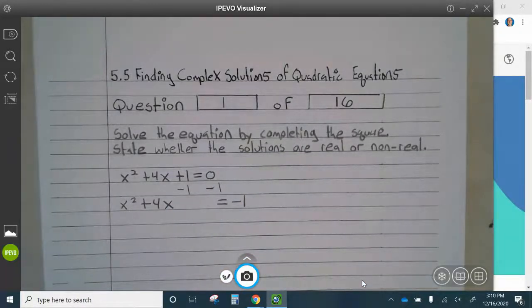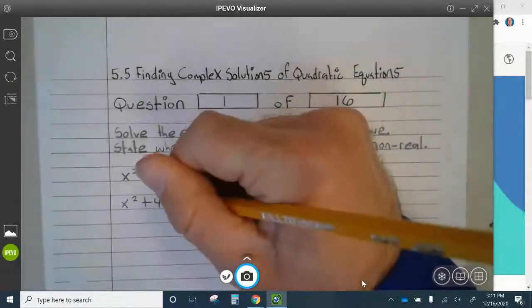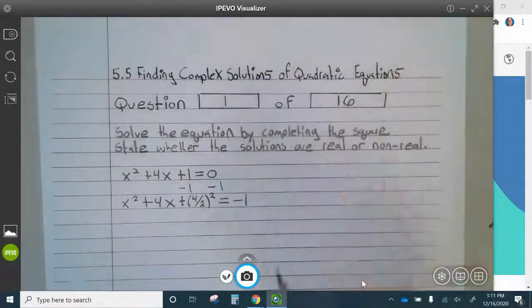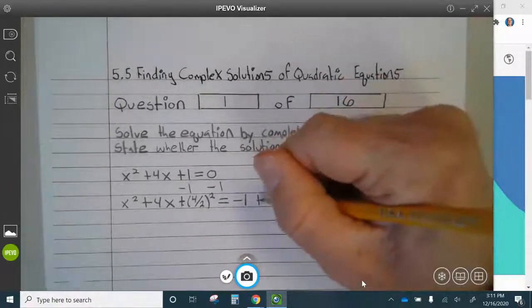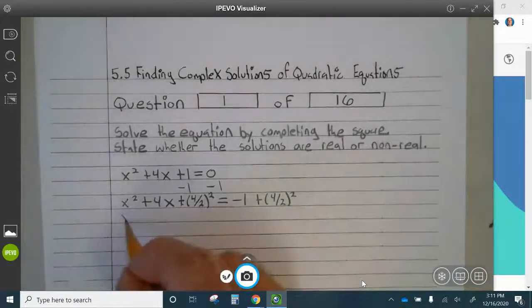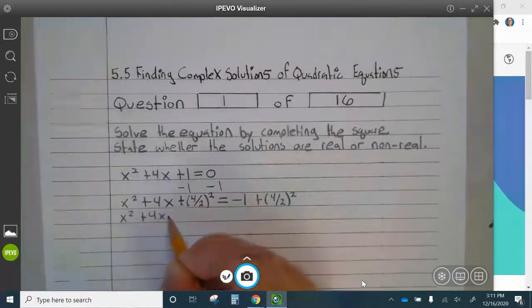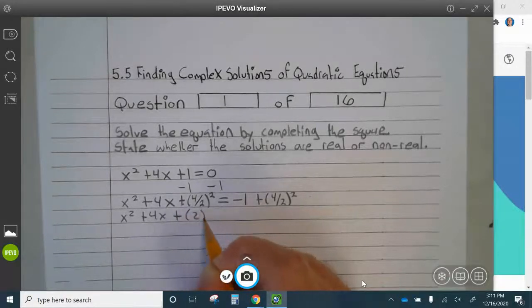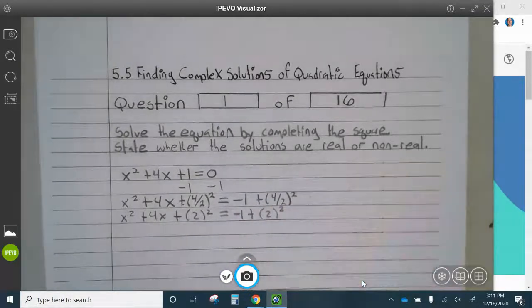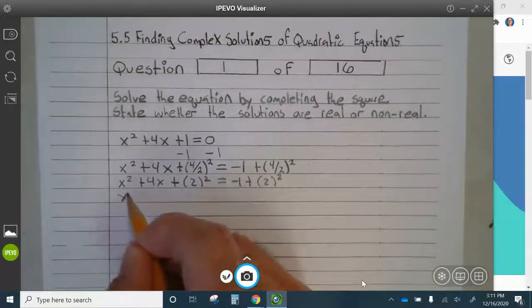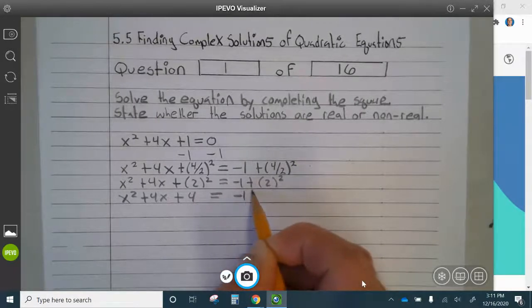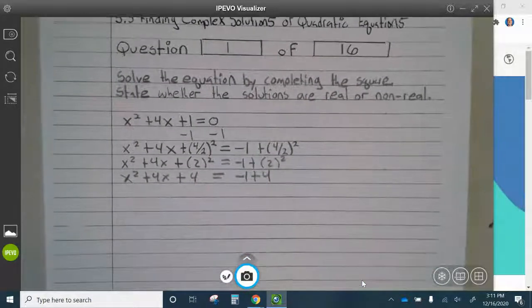Okay, now we need to complete the square, so we're going to add (4 divided by 2) squared. But what you add to one side, you have to do to the other. So that's plus (4 divided by 2) squared. Okay, so then we have x squared plus 4x plus (4 divided by 2, which is 2) squared equals -1 plus 2 squared. Okay, so then we have x squared plus 4x plus 4 equals -1 plus 4.